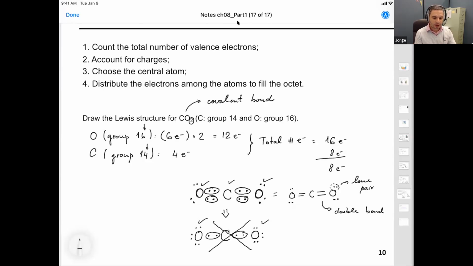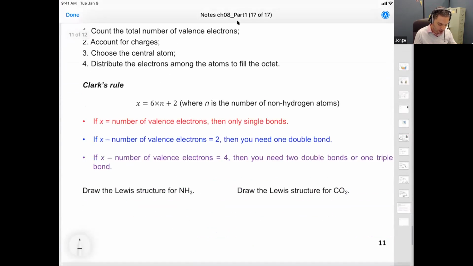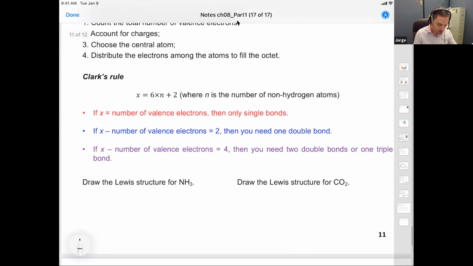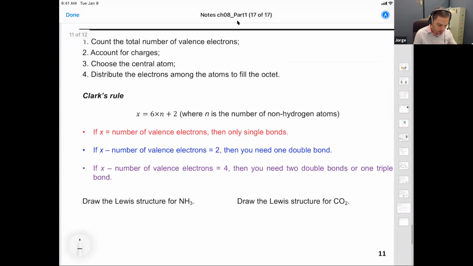Okay, so there is a trick to figure out if we only have single bonds or if we have double bonds or even triple bonds. And that is the Clark's rule. It's a very simple rule. It's just some sort of empirical rule, so there is nothing scientific backing it up, but it works for all the structures, and it's very surprising actually.